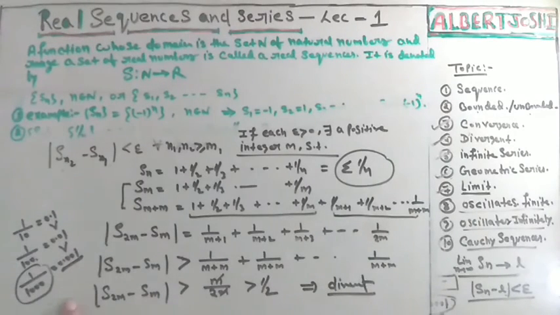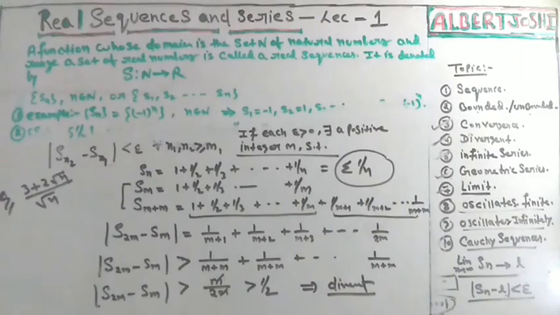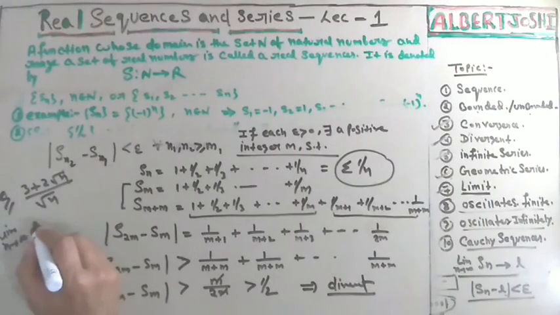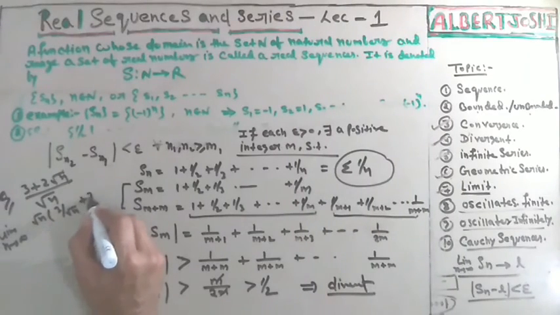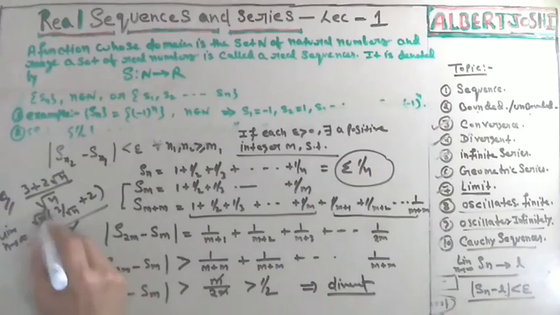Suppose someone has given you a very simple question, and the question is this: (3 + 2 root n) upon root n, where is it converging? Very simple. You just take limit n tends to infinity, take square root n outside, and you get 3 upon square root n plus 2. 3 upon infinity is equal to 0, so it is converging to 2.